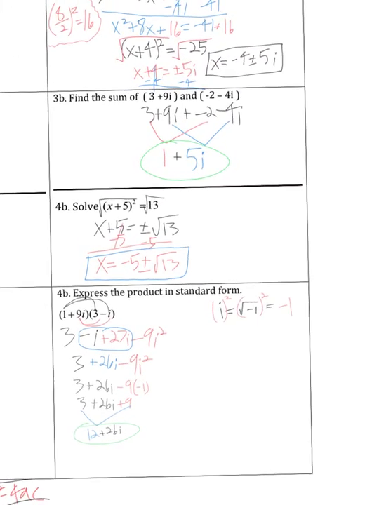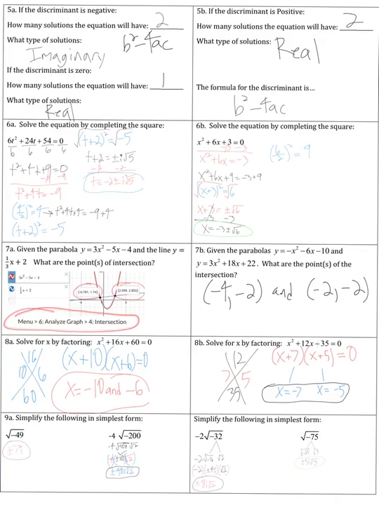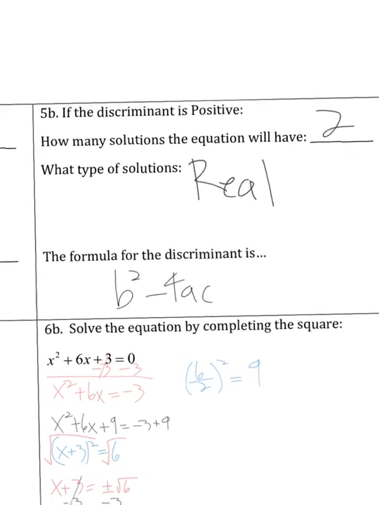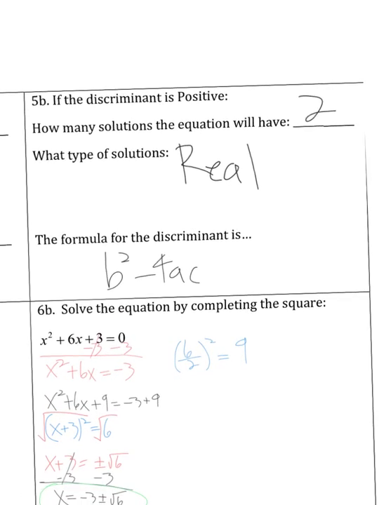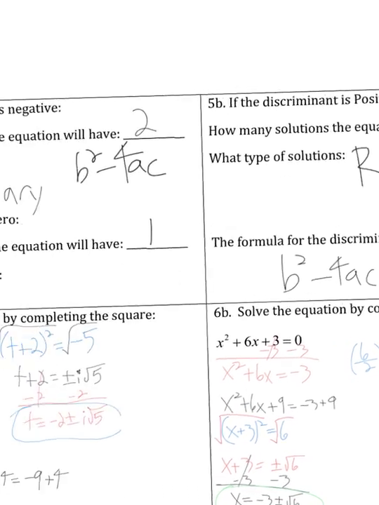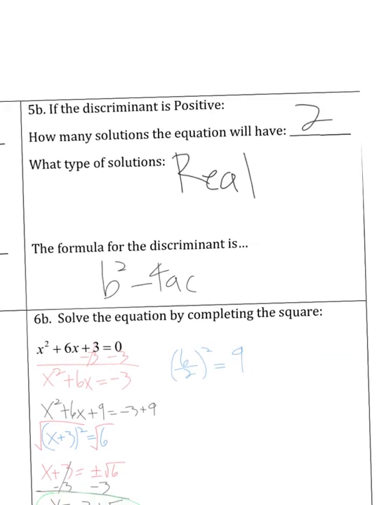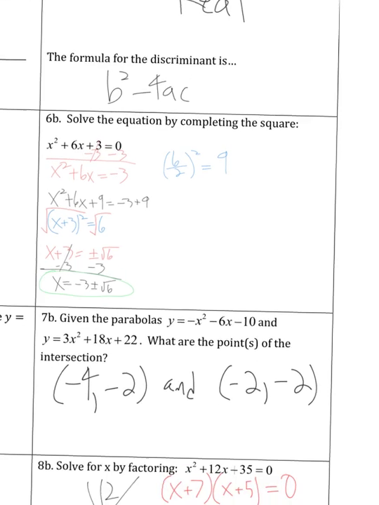Alright, next page. If the discriminant is positive, you'll have two real solutions. The formula for the discriminant, I mentioned it in this video right there, was b squared minus 4ac. And that's it. Solve the equation by completing the square.